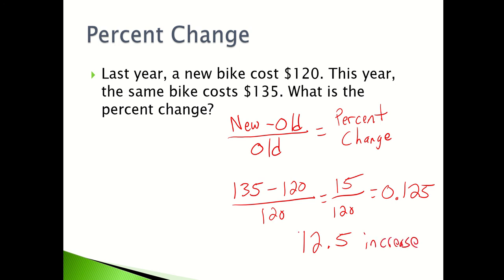If this were a decrease, what would happen is you would have a negative number here. So this would be like if it went down 12.5%. If it went down 12.5%, it would be negative 0.125. And then you would just write 12.5% decrease. You'll see this in a bit.